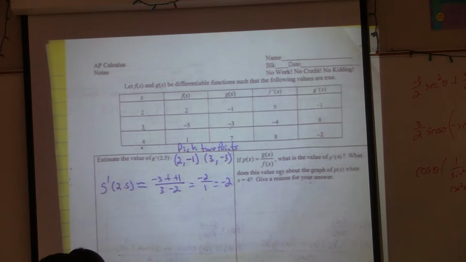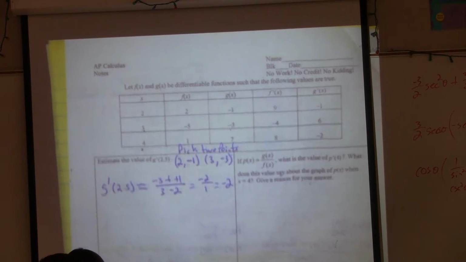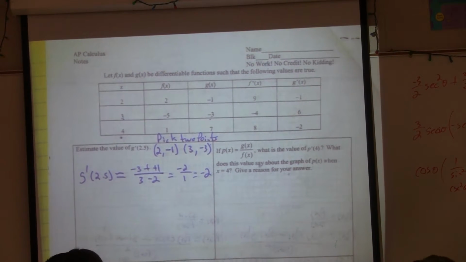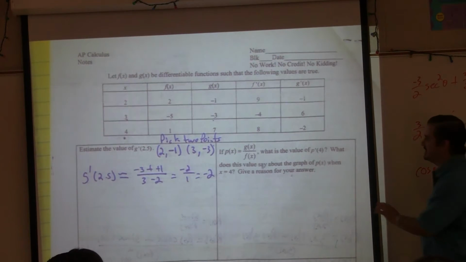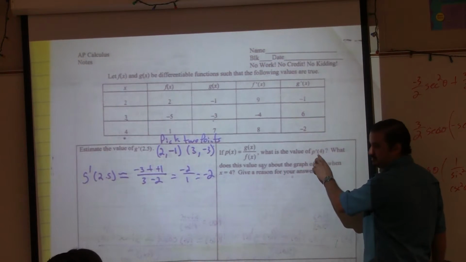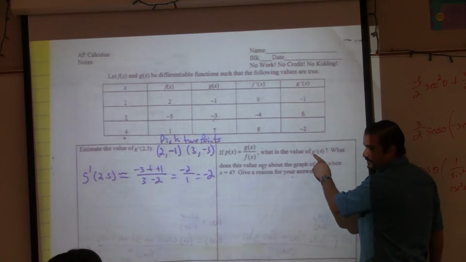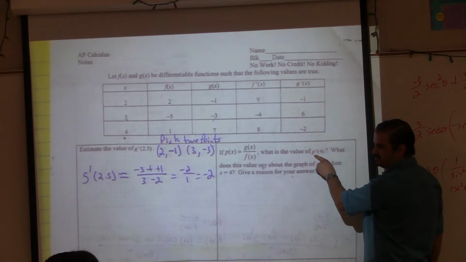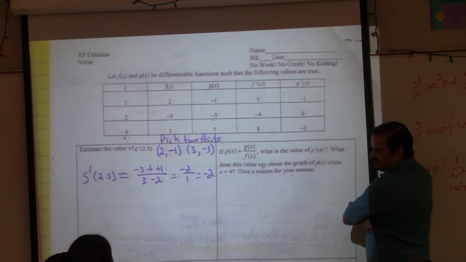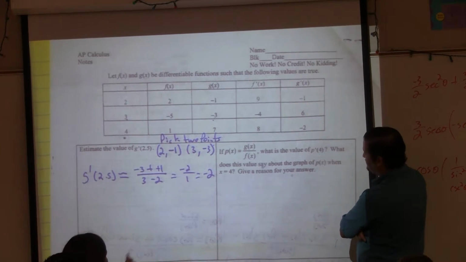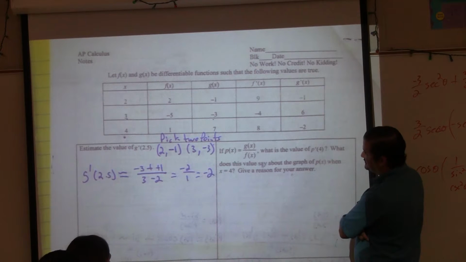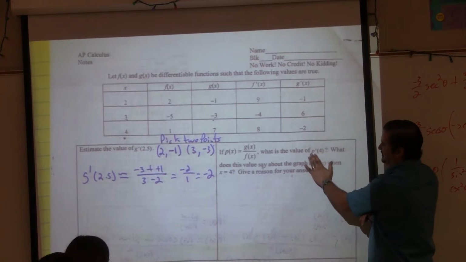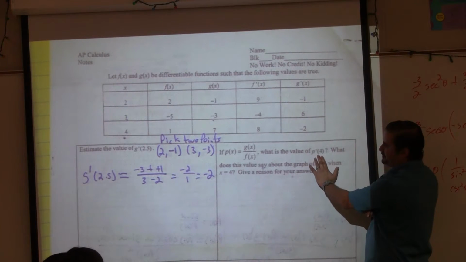Easy? Alright, cool. Let's try the next one. So they're telling us p of x is g of x divided by f of x. What is the value of p prime at 4? So in order to figure this out, Elian, what do I need to do first? Huh? Find a point? Why would I need a point? Find them in the table, okay? I'm going to need to find stuff in the table. But before I can do that, I need to find what? Anybody help her?